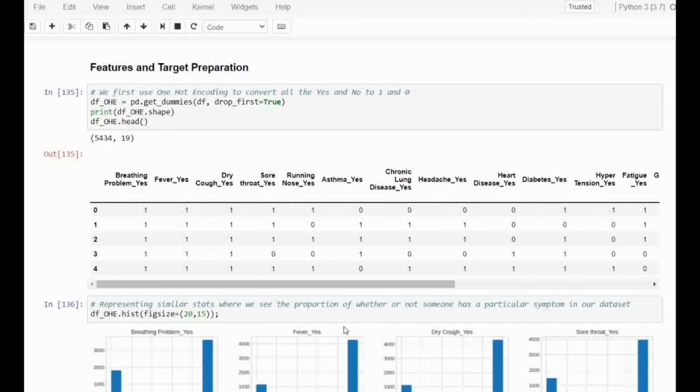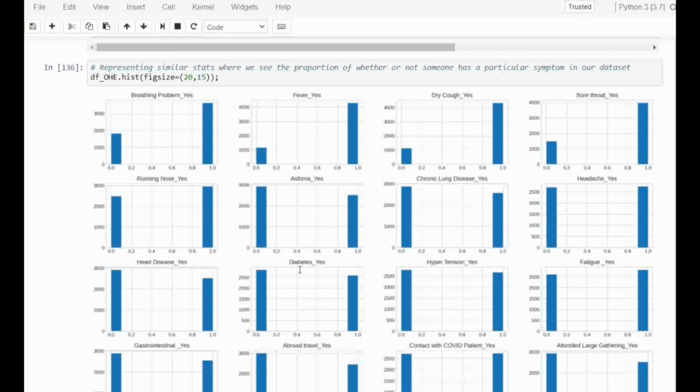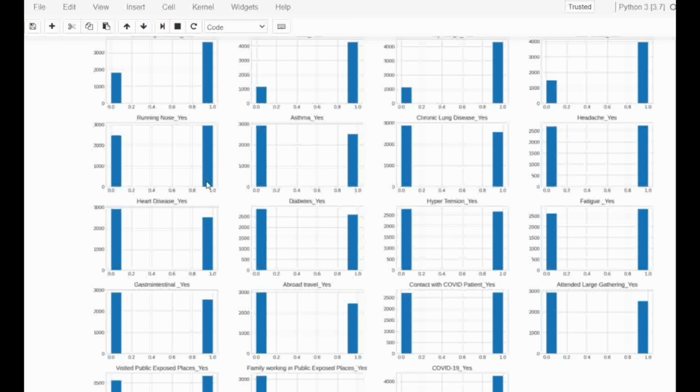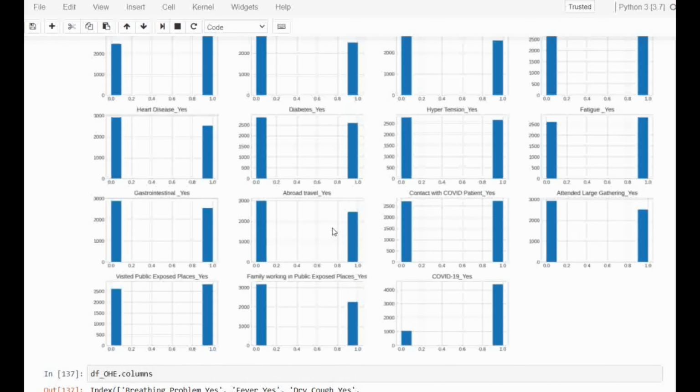And now we get to feature selection and target preparation. So we have one hot encoding, which is essentially used for categorical representation of data. We convert all our yeses and nos to ones and zeros, and then we represent them in the form of a histogram. We look at what kind of correlations they have, and it's a proportion of whether or not someone has had a particular symptom in our data set.